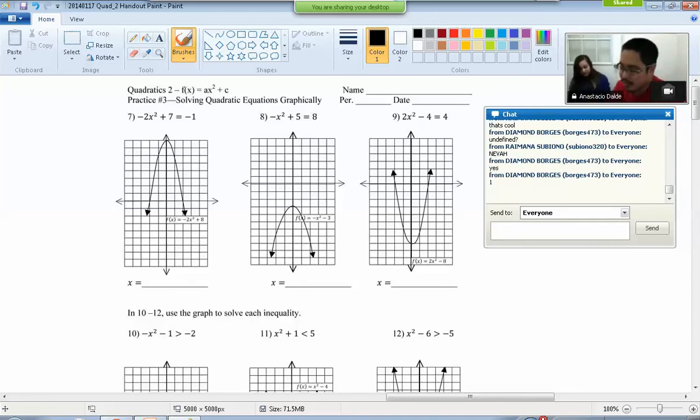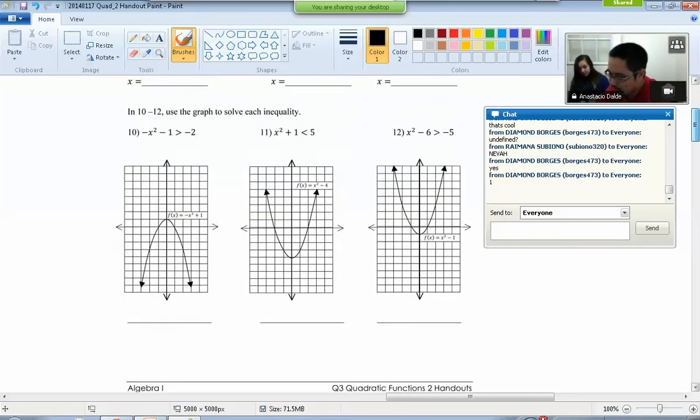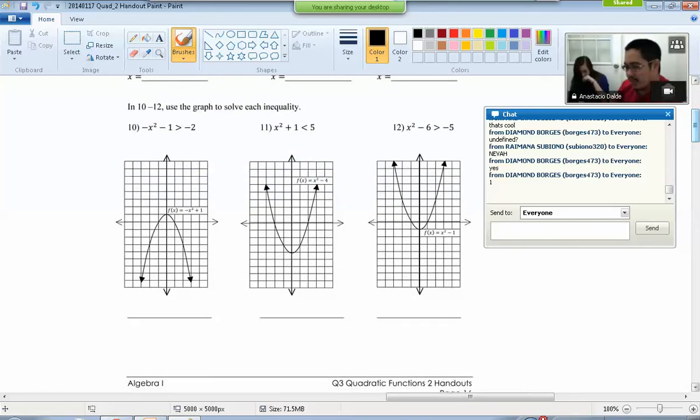Awesome. Now this one's a little bit funky. I realize that this one could be hard to solve, but some of you folks figured it out. In essence, what I'm doing is this. I'm asking you, when is x squared plus 1 smaller than 5? Okay? Look at number 11 on page 16. When is x squared plus 1 smaller than 5? Or what you could do is this.